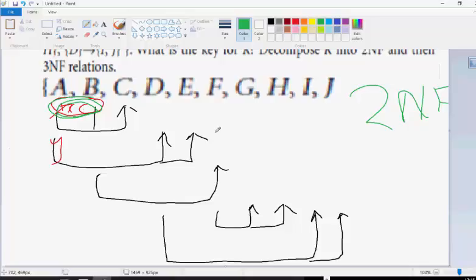Right. So B to F, that is depending on just what? Part of the primary key. Also A to D and E, that's also depending on what? Part of the primary key. So those have to be what? Taken out into separate tables.